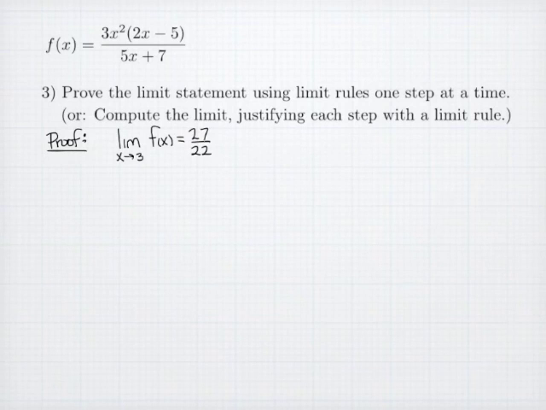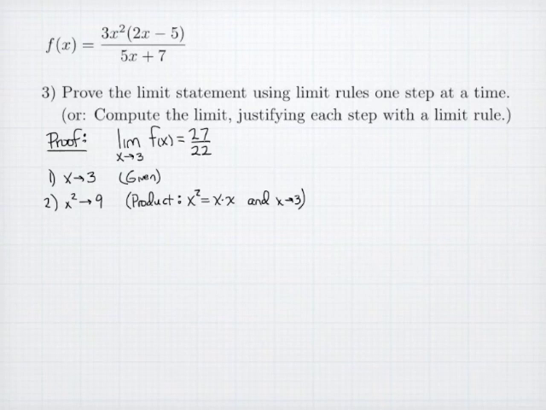Alright, so we put down the limit that we're trying to get to, and now let's begin. We know that the sequence x approaches 3 because that was given to us by the limit statement. X squared approaches 9 because we're using a product, that the limit of a product is the product of the limits. And in step 1, we use the limit of x approaching 3. So x squared approaches 3 squared. 3x squared approaches 3 times 9, or 27, because of the constant multiple rule.